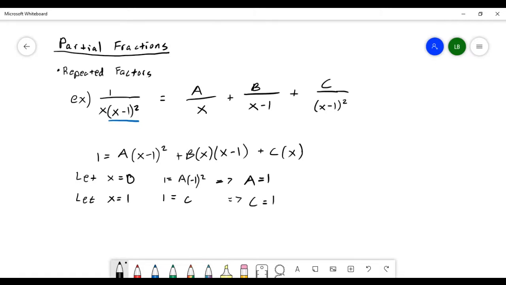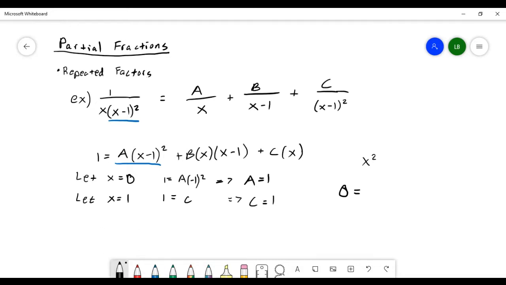Lastly, we have a couple of different options to solve for b. We could either plug in another value for x that's not 0 or 1 and solve for b. Alternatively, we could look at just the terms that have an x squared in it. For instance, on the left-hand side, there are no terms with an x squared in it. So we'll put 0 equals. On the right-hand side, a times x minus 1 squared, if we distributed x minus 1 squared, that would give us x squared minus 2x plus 1.